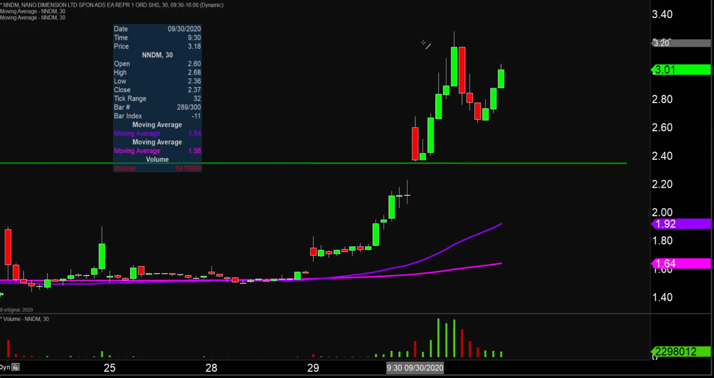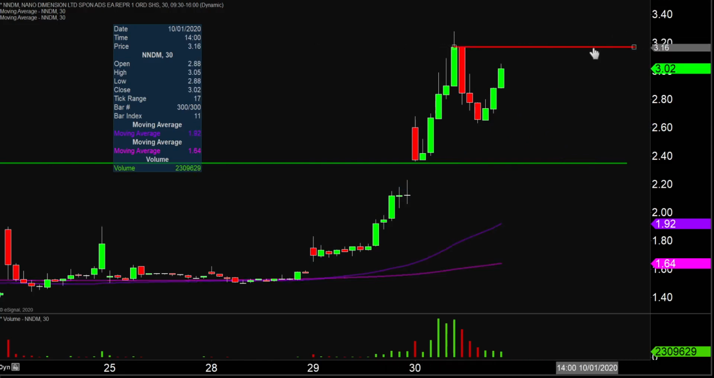As far as levels of resistance, the key level to watch moving forward is right up there at the $3.20 mark. So keep an eye on 320 going forward. But all in all, fantastic movement today. The uptrend continues, so let's see how this one plays out on Thursday.